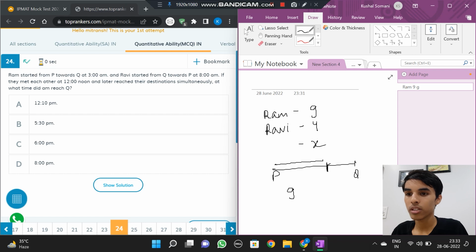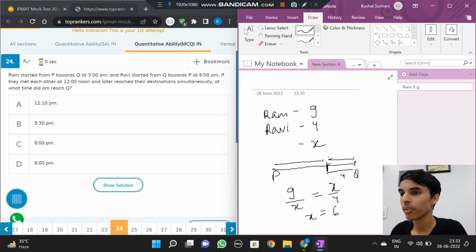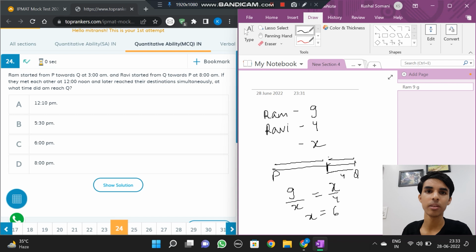So the ratio of the time is 9 by X, and this period of time is traveled by Ram in X hours, and this period of time is traveled by Ravi in 4 hours. So this is equal to X by 4, since the ratio of the time will be the same as the speeds are equal. Calculating this, we'll get X equals 6. So both of them will reach their respective destination after 6 hours, which means the correct answer will be 6 p.m.